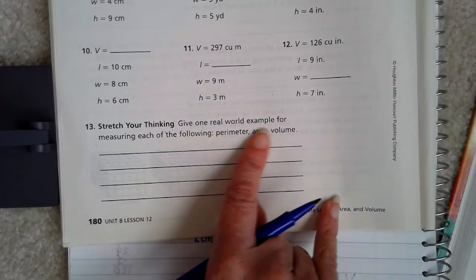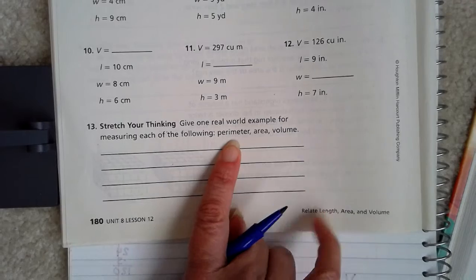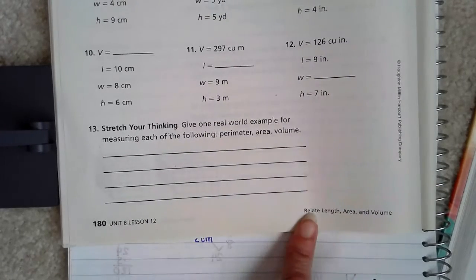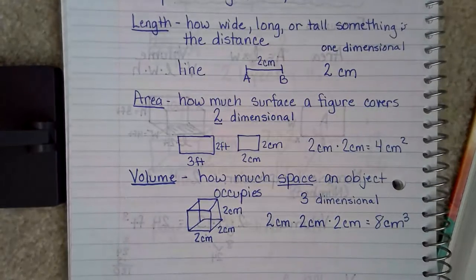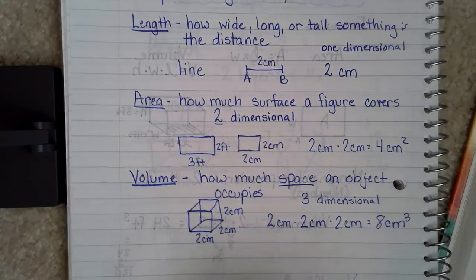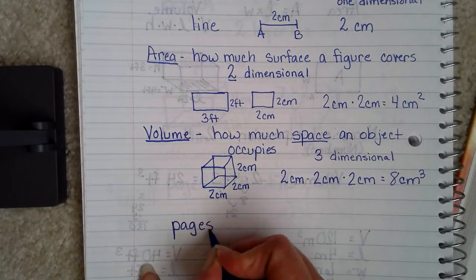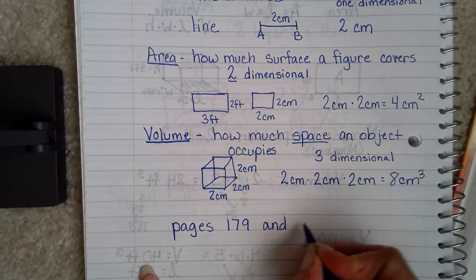And then this one is kind of a fun problem. Give one real world example for measuring each of the following. So what's something you would have to find perimeter for? Remember, that's the distance around a shape. Area, the inside of a flat shape. And volume is that space, that three-dimensional. All right, so all the problems on pages 179 and 180. So we'll put that down. Pages 179 and 180.